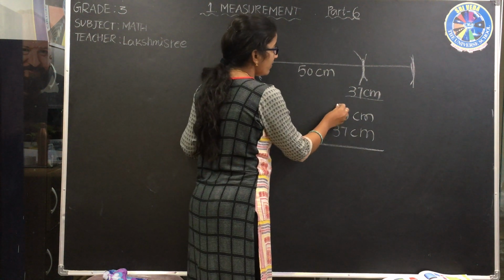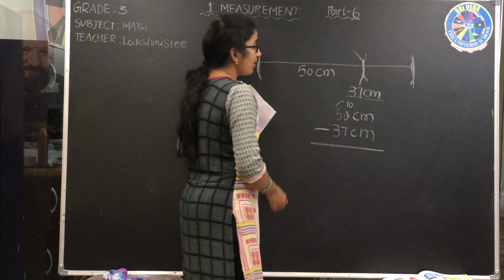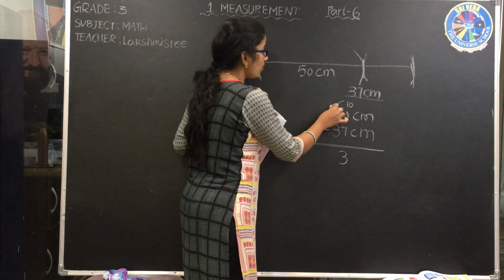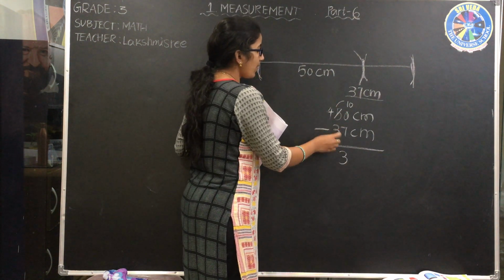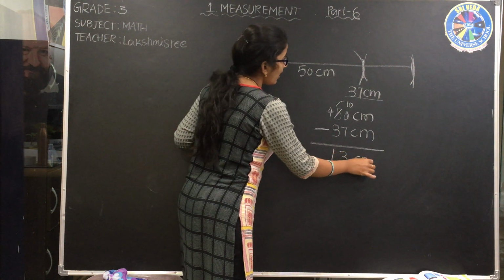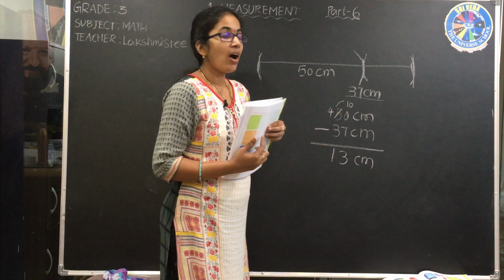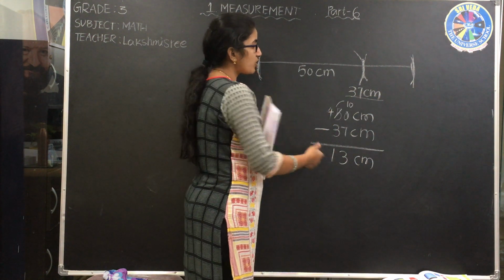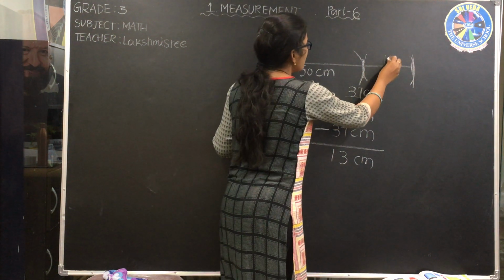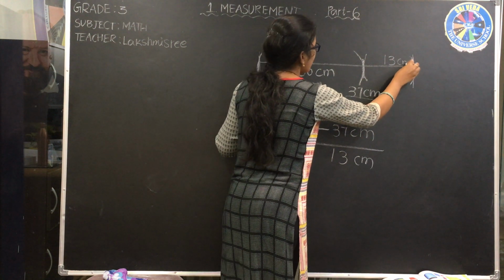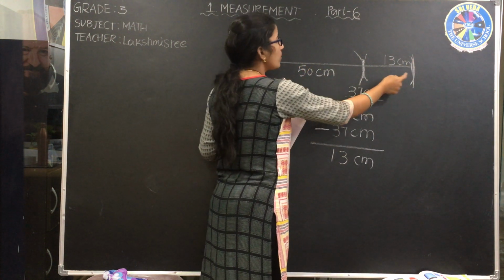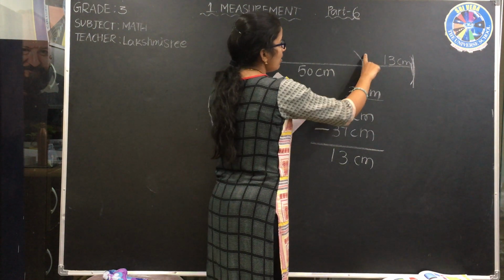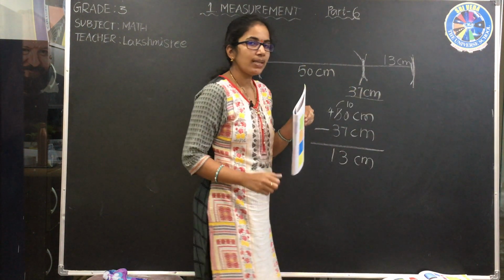0 minus 7. We can't do it. So borrow 10. 10 minus 7 is 3. So here it will become 4. 4 minus 3? 1. Now after cutting 37 centimeters, how much is left, children? Now this is 13 centimeters. Total from here to here it is 50. From here to here 37 he used. Now we have 13 centimeters.